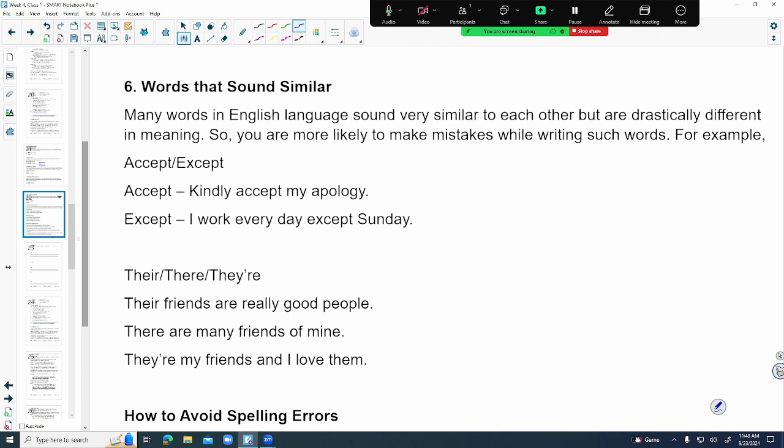So there's a list of these words in your lesson, so make sure you go through those and learn them, especially, again, like I said, words that you use fairly often. So these are called homonyms. So for example, accept and except. Accept, starting with A-C-C, is: kindly accept my apology. So it means take my apology. Except: I work every day except Sundays. So it's an exception.